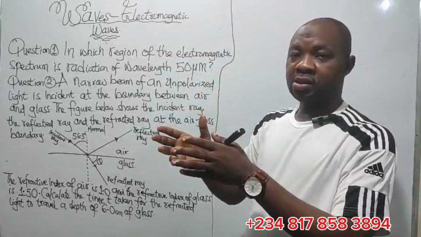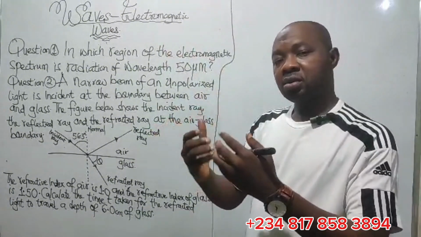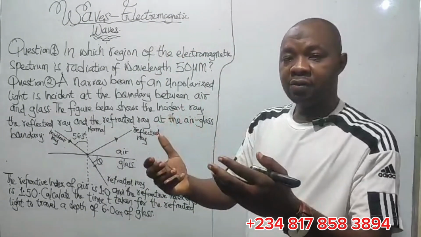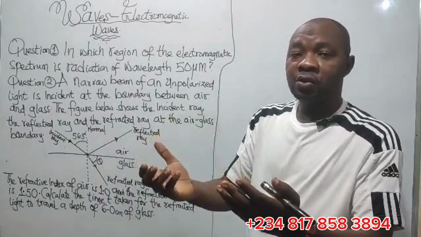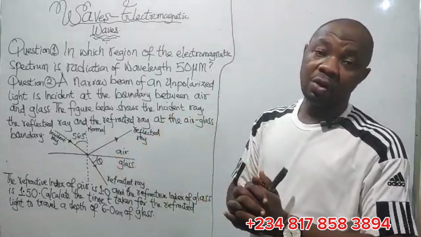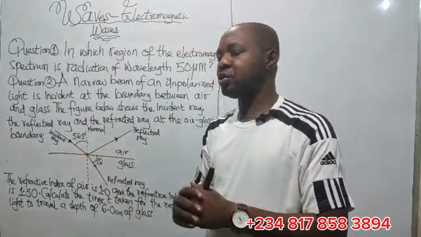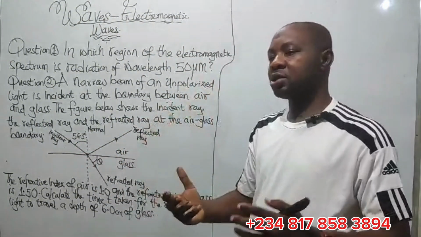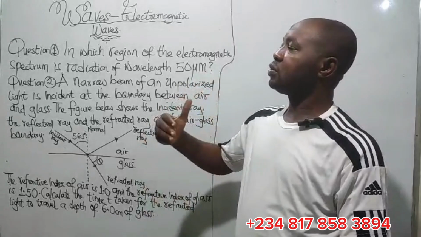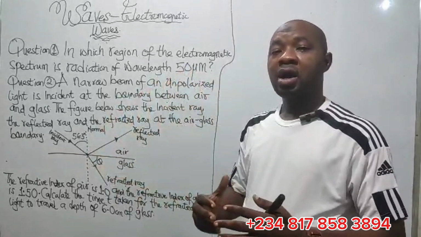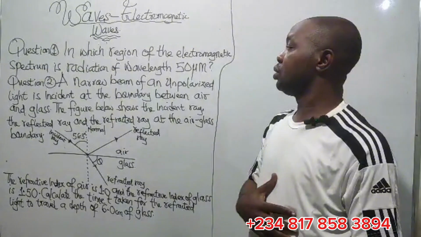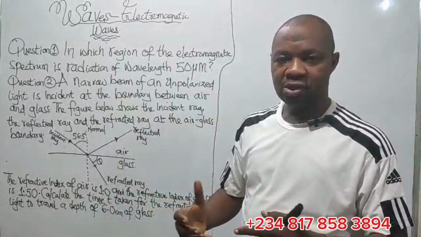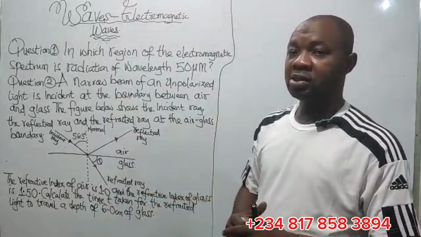In that one, we wanted to know in which region of the electromagnetic spectrum we can have radiation of frequency 300 megahertz. That was the first question. But now the question I was asked is, what if it is wavelength that we are given? How do we find out the region in which the radiation lies in the electromagnetic spectrum?